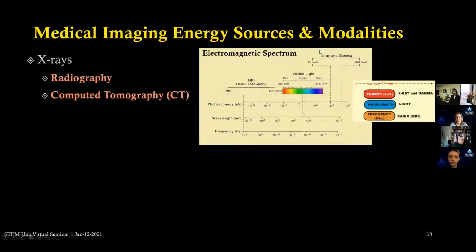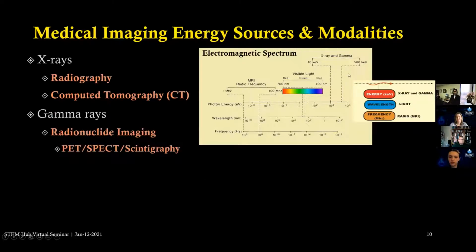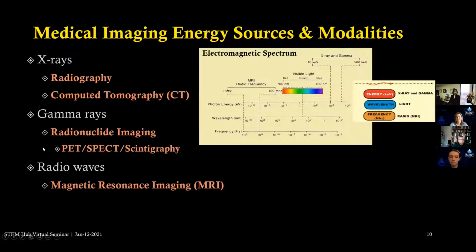Again, X-rays come from the high energy spectrum, with very high energy associated with them. And you have gamma rays, which also belong to this high energy range. These rays are used in radionuclide imaging, which I'll also go deeper into in the next slides. And the third type of radiation is radio waves, which is used in MRI, magnetic resonance imaging.